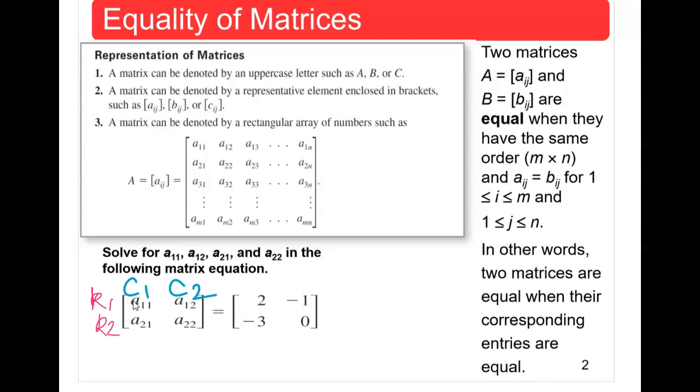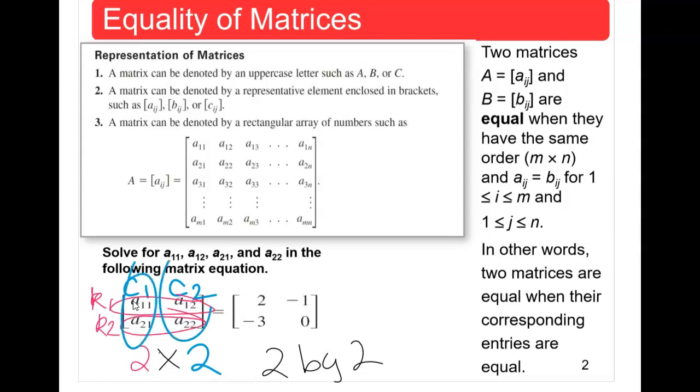So we could say that this is a matrix with two rows and two columns. So we refer to them as 2 by 2, like a multiplication. 2 by 2. And so those are the dimensions. The rows are horizontal and the columns are vertical.